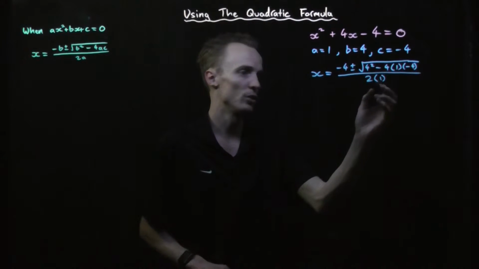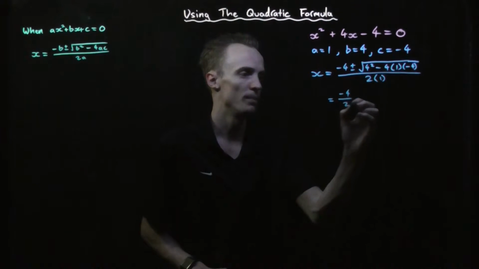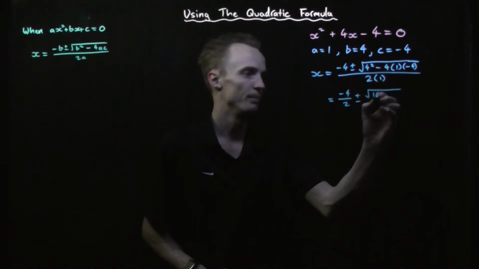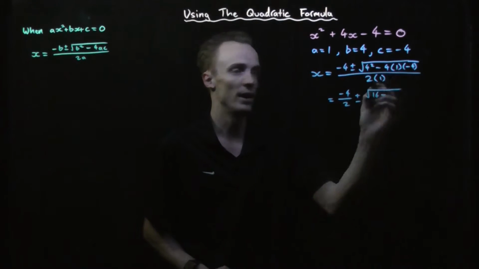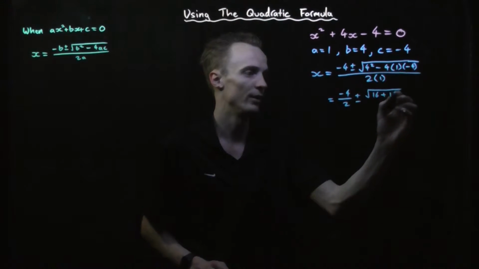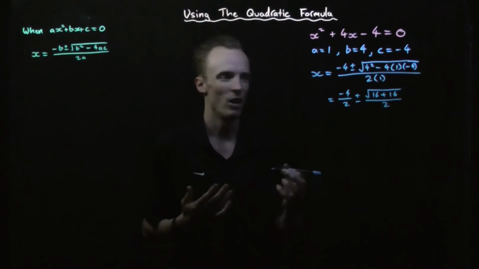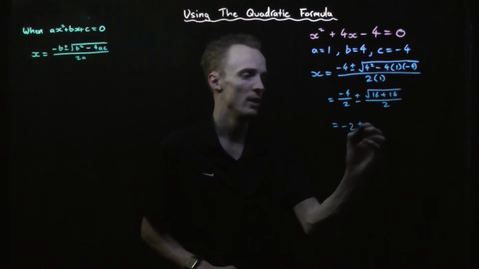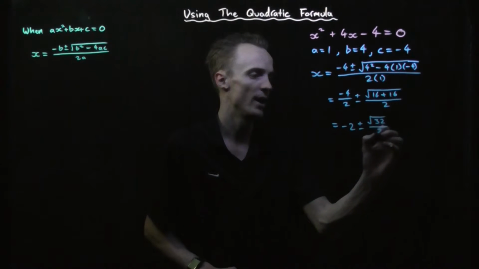So we know that 2 times 1 is going to be 2. So this first part is going to be negative 4 divided by 2 plus or minus the square root of 4 squared, which is 16, subtract 4 times our 1, which is 4, times our negative 4, which is negative 16. So subtract negative 16, which is the same as adding 16. And that is going to be divided by 2 times our 1, which is 2. Now I start simplifying this even further. So negative 4 divided by 2 is negative 2, plus or minus the square root of 16 plus 16, which is 32, divided by our 2.